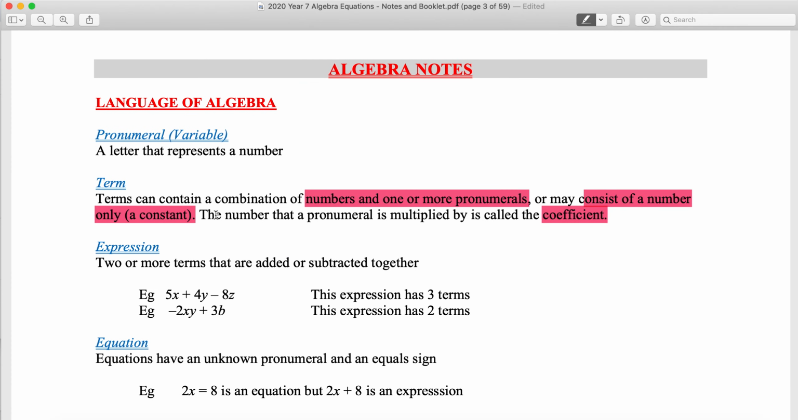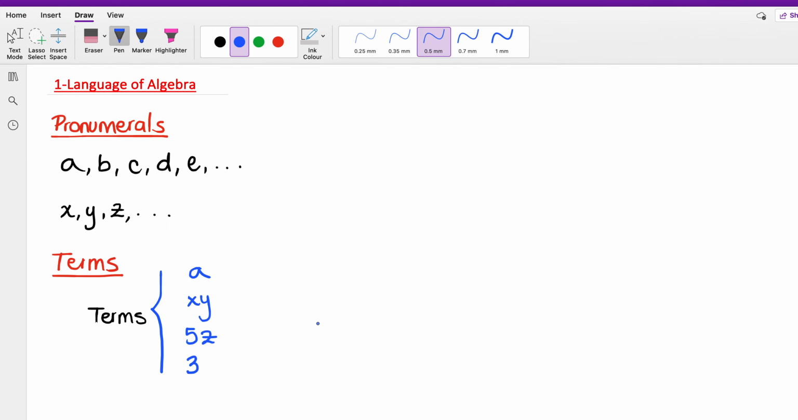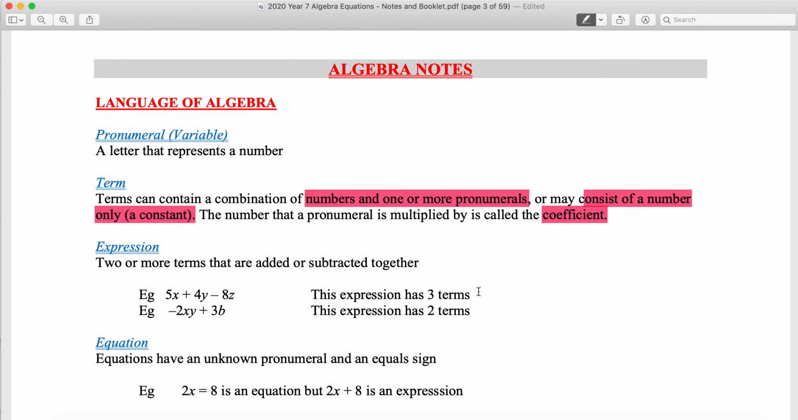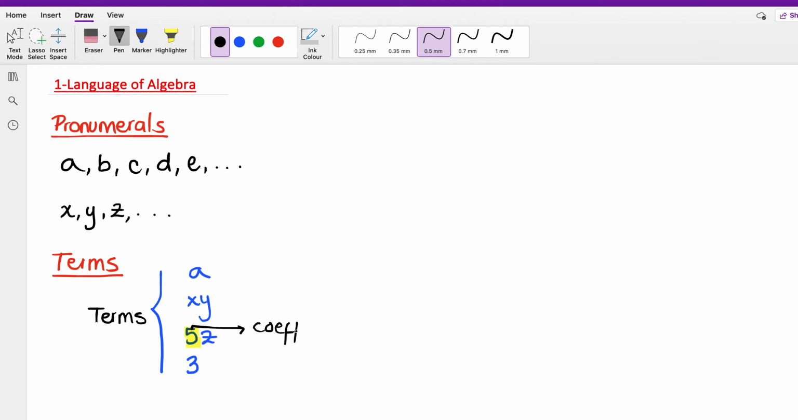And something important here: the number that the pronumeral is multiplied by is called the coefficient. So this number that I'm going to highlight here, because it's next to a pronumeral, this 5, we call it a coefficient. Okay, girls? How do I write coefficient? Yes, with a double F. Coefficient.